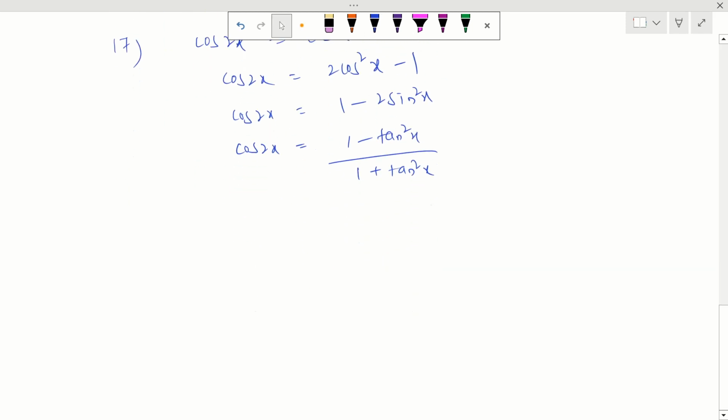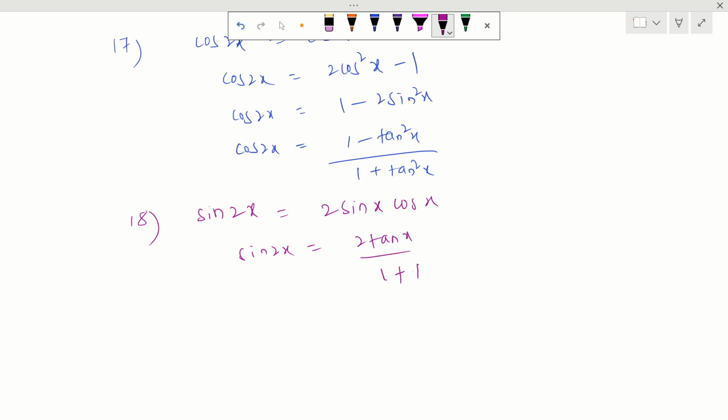Okay, now the 18th one. Cos 2x is done. Now sin 2x. For sin 2x we have written two formulas. One is sin 2x is 2 sin x cos x, and another formula is in terms of tan, that is 2 tan x divided by 1 plus tan square x. The 19th one is tan 2x.